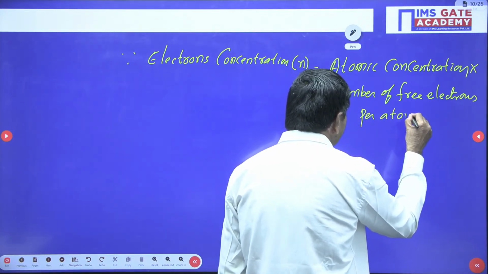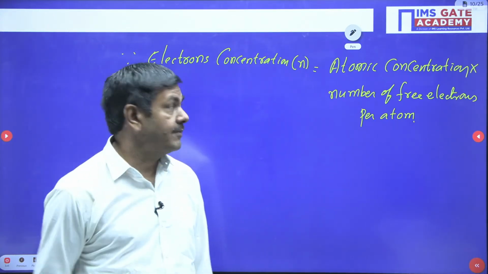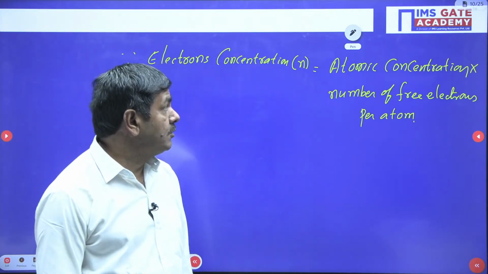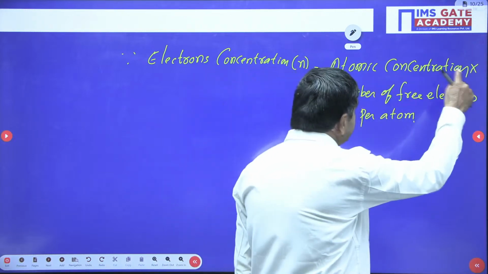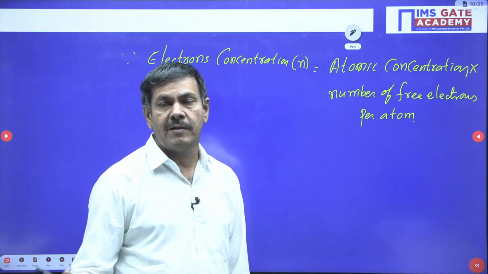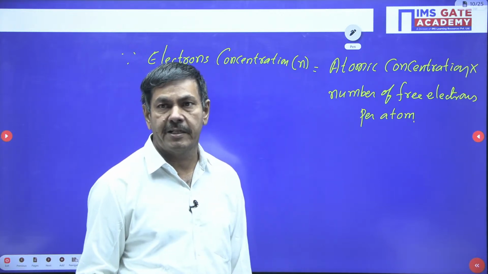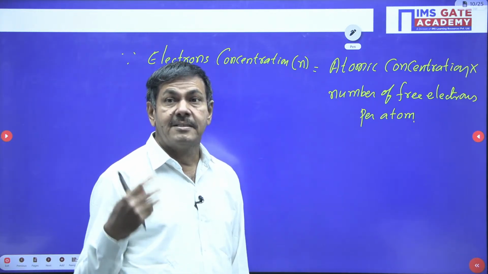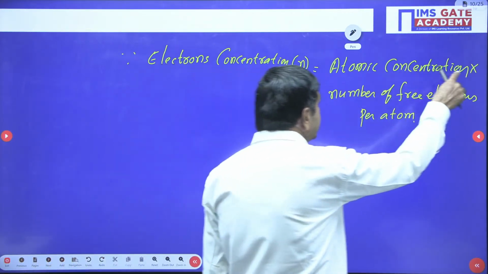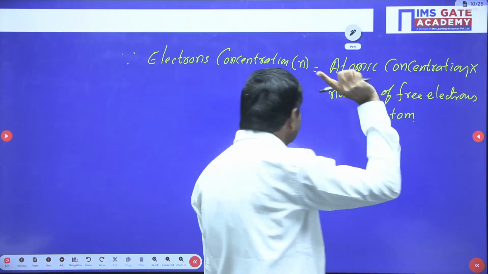For example, you have taken germanium or silicon. Take germanium. Can you find the electron concentration for germanium? Initially you need to find the atomic concentration for germanium. For that, the Avogadro number is given, the density of the material is given, and the atomic weight is given. You will get the atomic concentration. Germanium contains how many valence electrons? 4 valence electrons. So the atomic concentration is to be multiplied by the number of valence electrons per atom, 4. Then you will get the electron concentration.